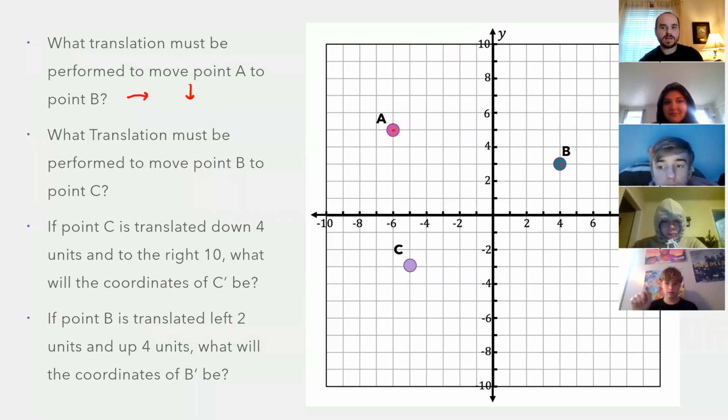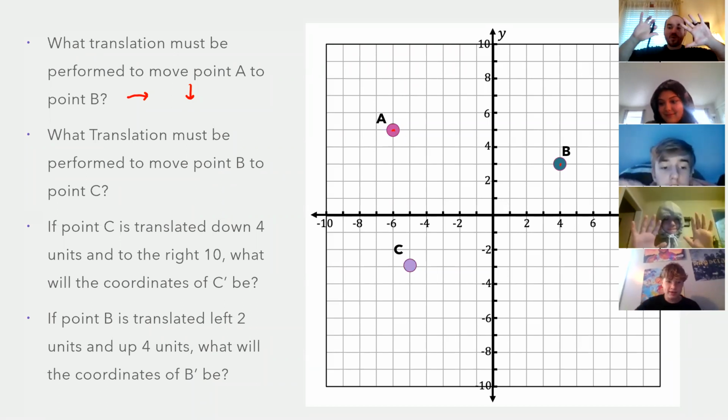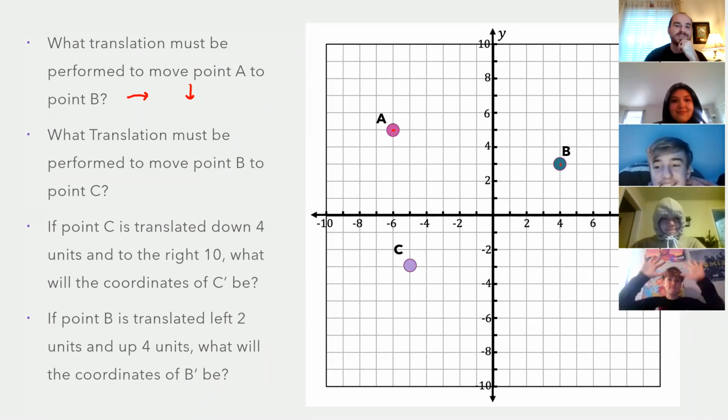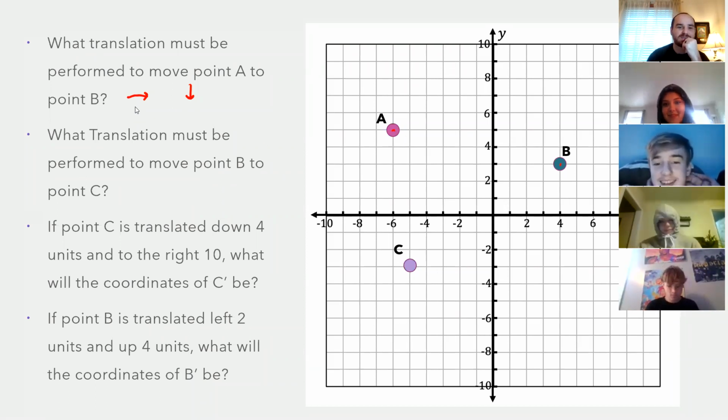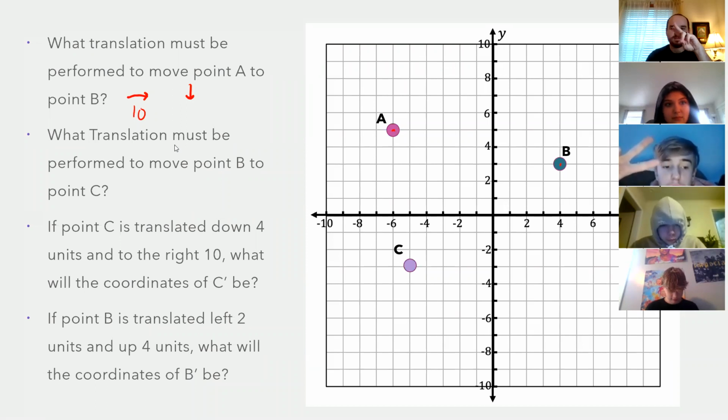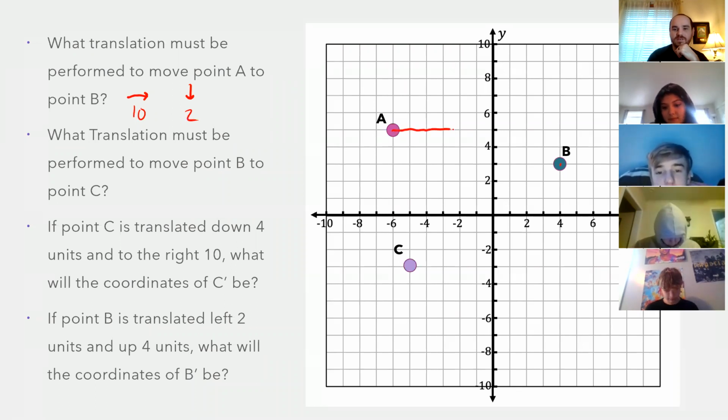You can use chat, or you can actually talk, since I know a lot of you have mics. Or you can hold up the fingers. Oh, I can see you now. But yes, it's going to be 10 to the right. And how many do we have to go down? Yeah, it's going to be 2. So pretty simple, right? We're just counting spaces. 1, 2, 3, 4, 5, 6, 7, 8, 9, and 10, and then 1 and 2.